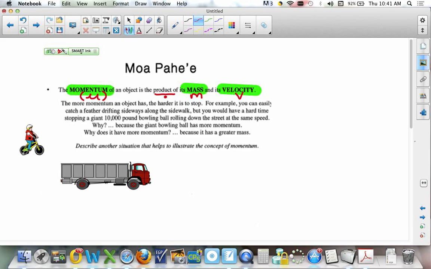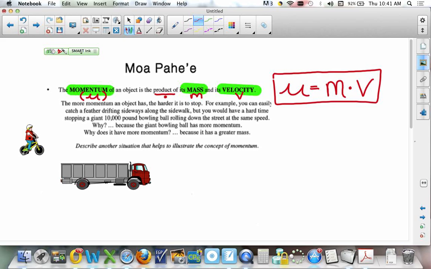So let's rewrite what our equation is. It's mu, or momentum, is equal to the product of the mass and the velocity. Okay. I'm going to box that up because that's my equation that I'm going to use. Now, farther down it says the more momentum an object has, the harder it is to stop.